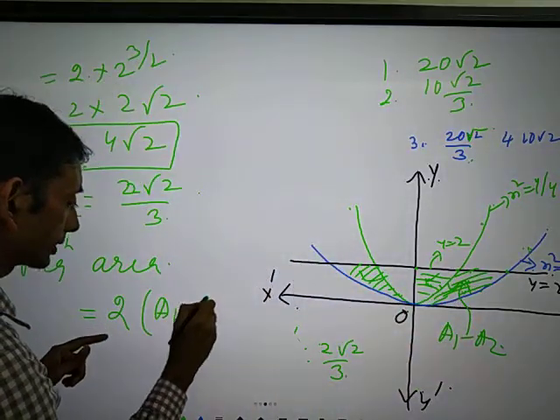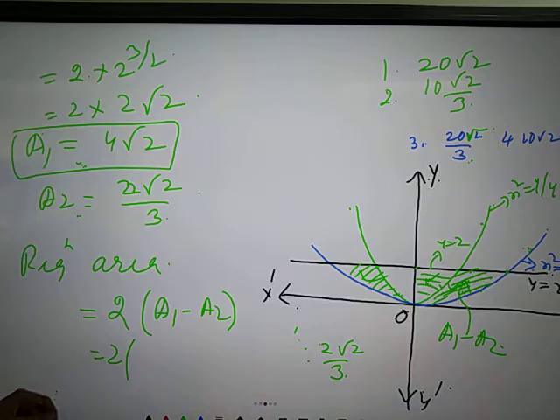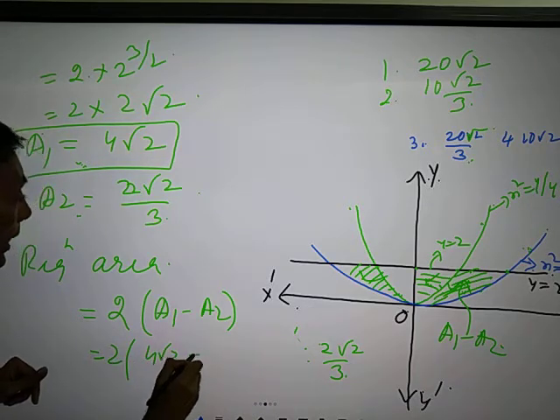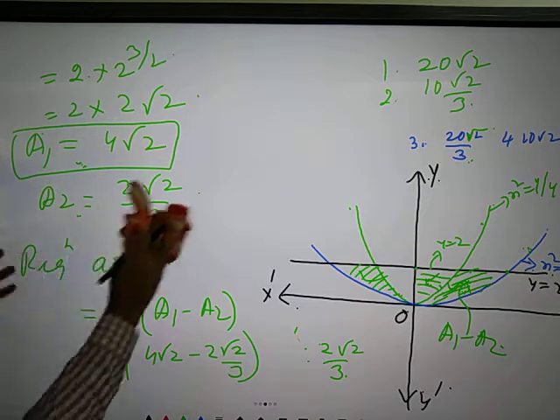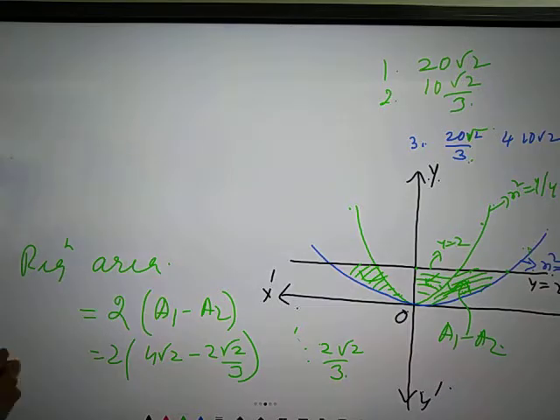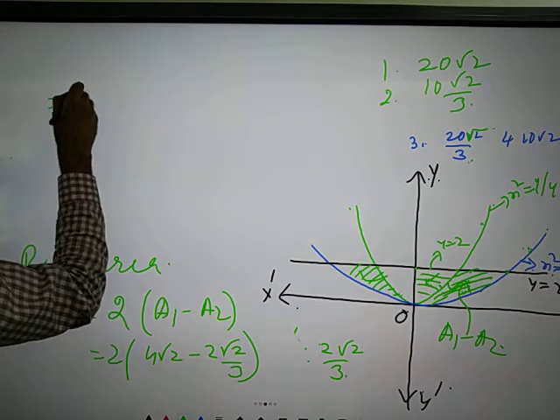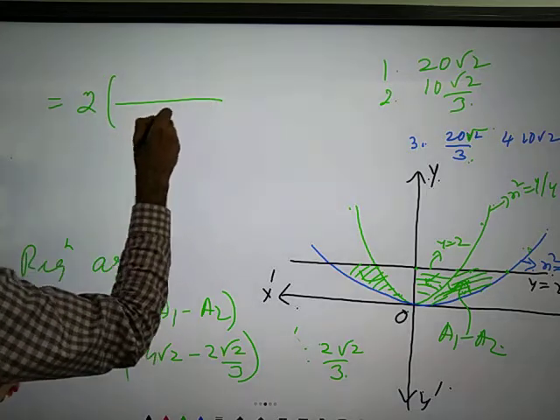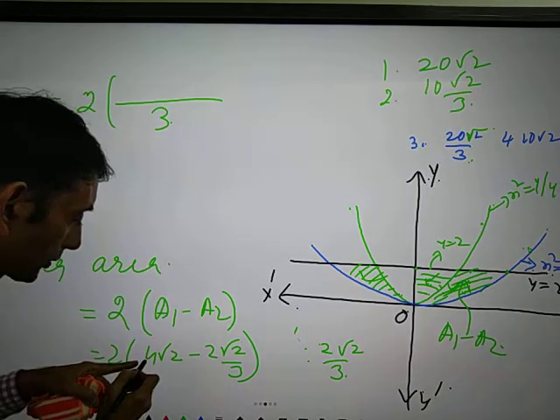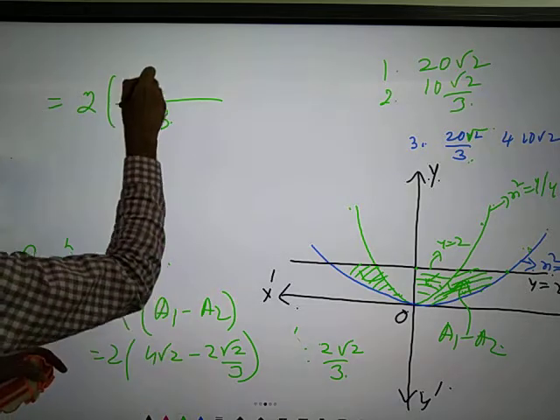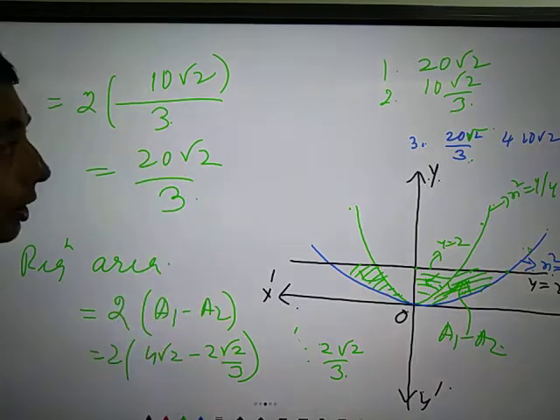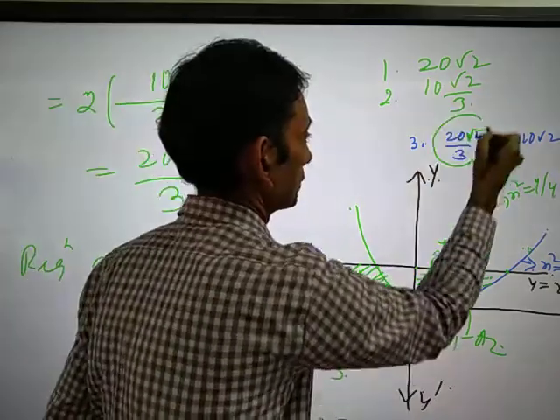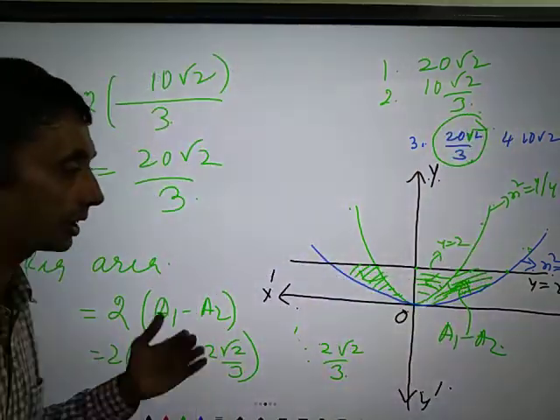So 2 times A1 minus A2. A1 is 4 root 2, and this is 2 root 2 by 3. So we'll just simplify now. So in case we simplify, this is 3, and this is 4, 3 is 12 root 2 minus 2 root 2, that is 10 root 2. So this gives us 20 root 2 by 3. Yes, this is in the options, 20 root 2 by 3. That is option 3 is correct.